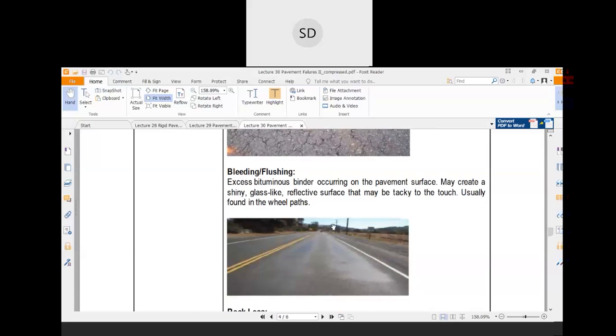Then bleeding or flushing. Excessive bituminous binder occurring on the pavement surface may create a shiny glass-like reflective surface. So if you use excessive binder material, suppose you think that if we use the excessive material it would be good, but it would be worse because of the application of the excessive material. The portions of the pavement can reflect some of the light directed towards it, which will create some glare, and it will adversely affect the driving condition. So this type of condition is called bleeding or flushing.